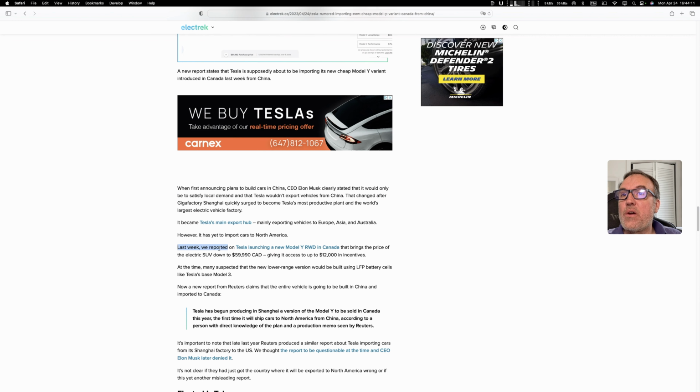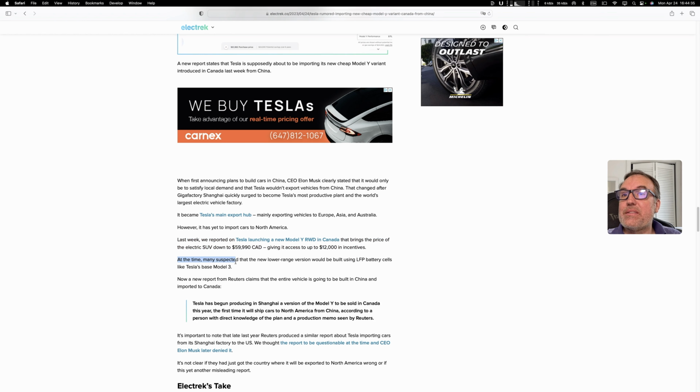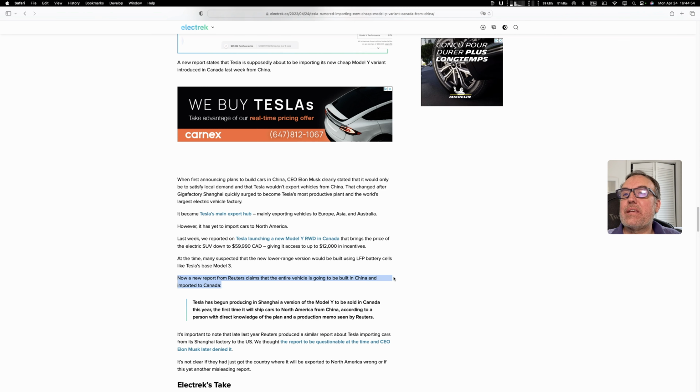Last week, we reported on Tesla launching a new Model Y rear-wheel drive in Canada that brings the price of the electric SUV down to $59,990 Canadian, giving it access to $12,000 of incentive. At the time, many suspected that the new lower range version would be built using LFP battery cells like Tesla's base Model 3. Now, a new report from Reuters claims that the entire vehicle is going to be built in China and imported in Canada.